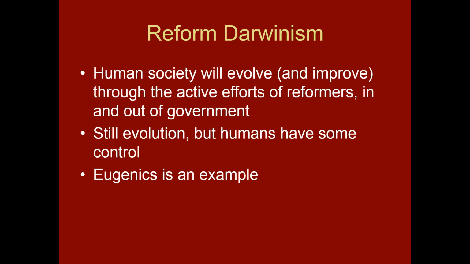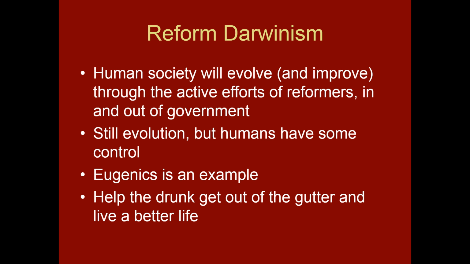Now, sometimes this could be very nasty. Eugenics is an example. This was a belief that some people are superior to others, and therefore they ought to be bred to improve the overall quality of the human race. This is something that Hitler, for example, believed in.